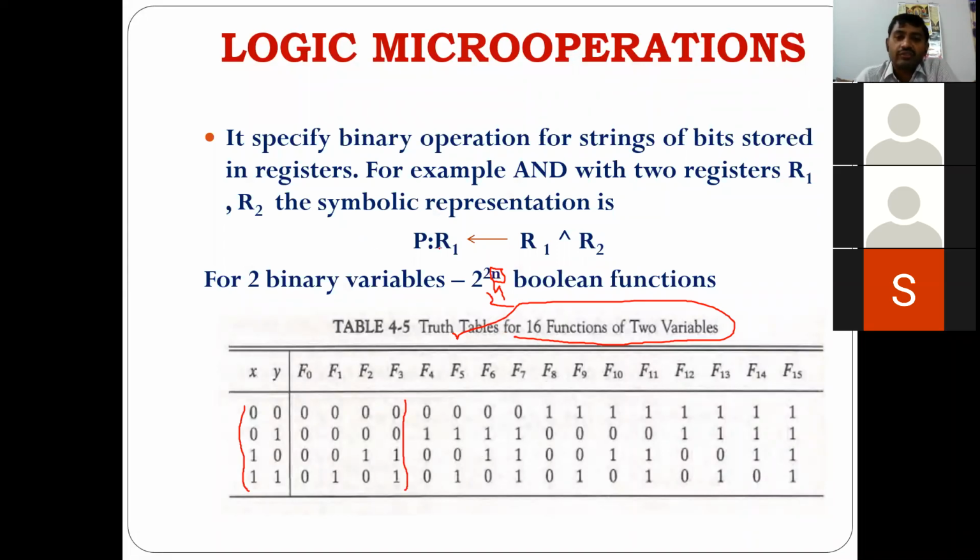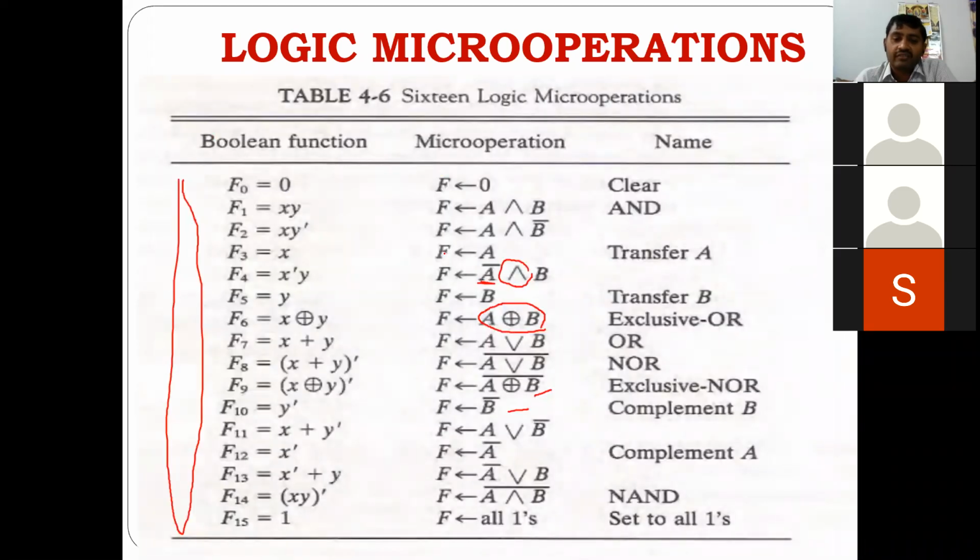So how it will be shown is the operation will be like this. P assigns to R1 and R2. So the contents of R1 are ANDed with the contents of R2 and will be stored back in R1. This is what a logic micro operation is. We have seen here, right?